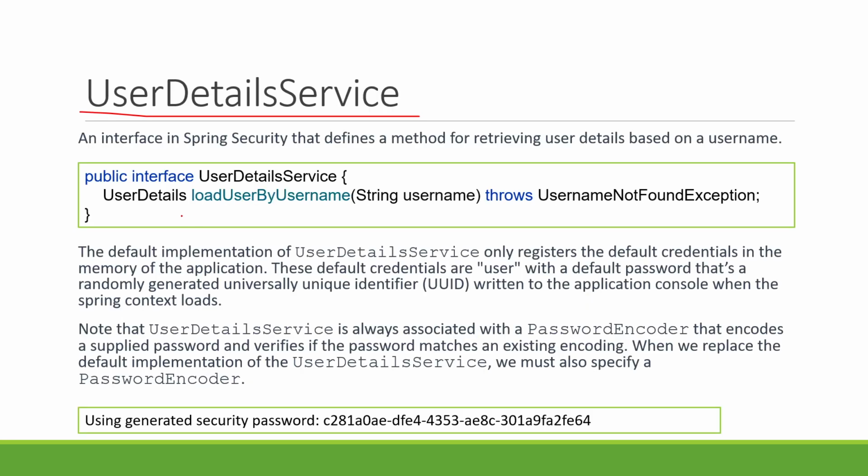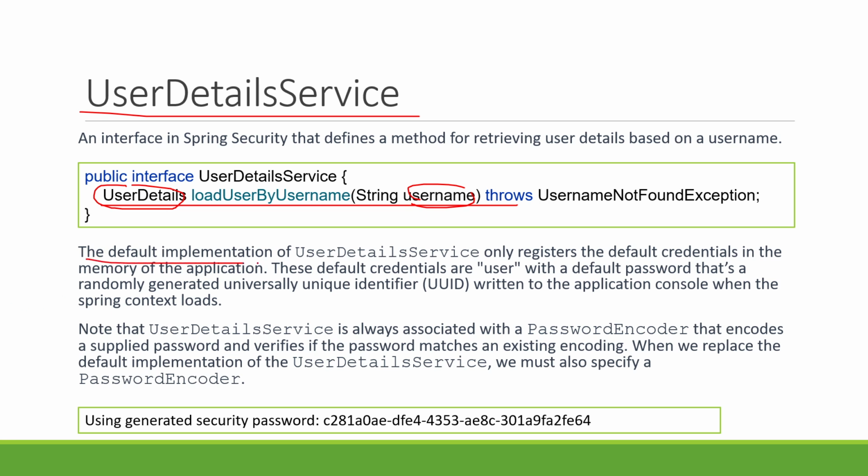And UserDetailsService is an interface that only has one abstract method called loadUserByUsername, which means you give me your name, I will try to load a user from a database, in memory, whatever you want. And if it's successful, you give me your details. If not, you give unauthorized, right? It already has a default implementation.